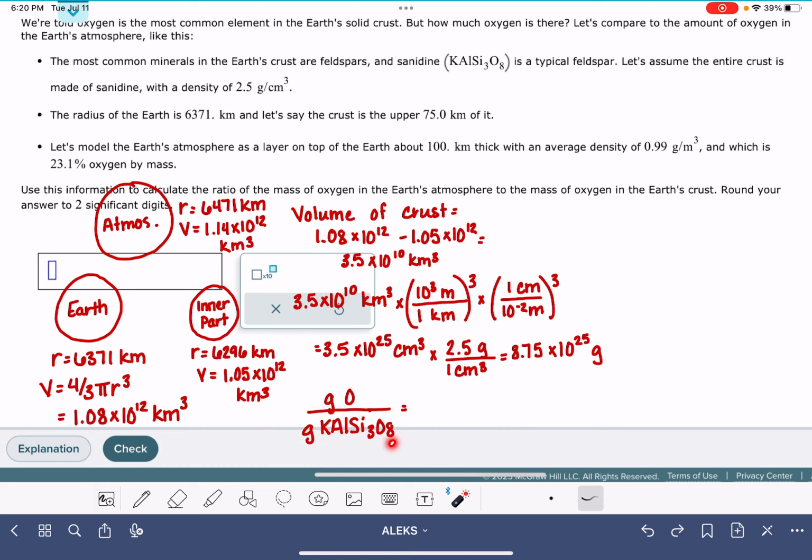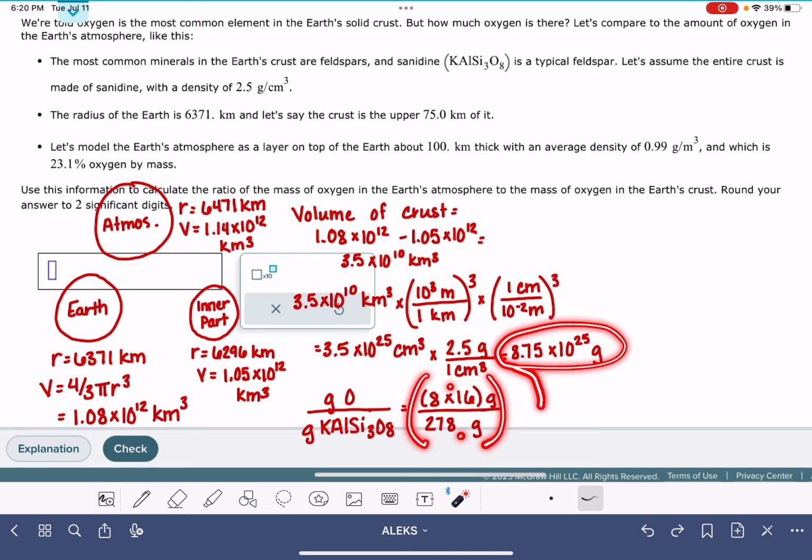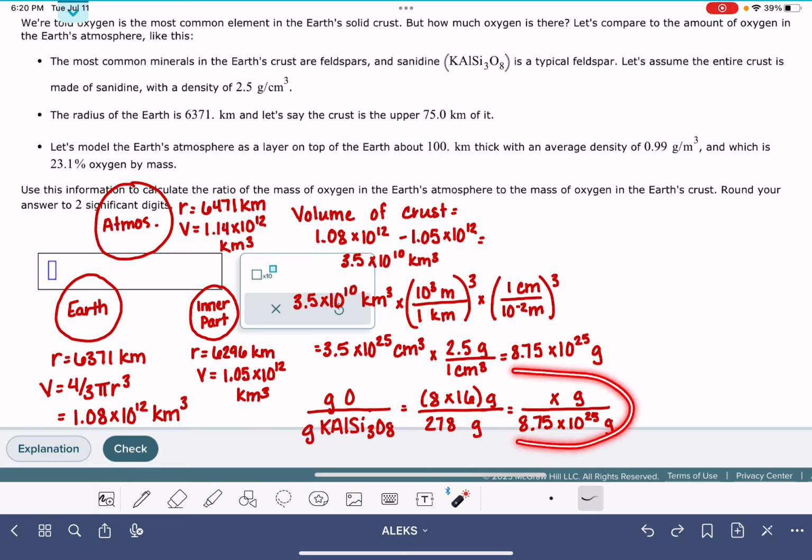There are 8 oxygen atoms in this formula, so 8 times 16, that's the total mass of oxygen. The molecular weight of the whole entire thing, potassium plus aluminum plus 3 silicons plus 8 oxygens, is going to give us a total mass of 278. This is the ratio of oxygen to KAlSi3O8. This is the total mass of KAlSi3O8, how much oxygen is there.